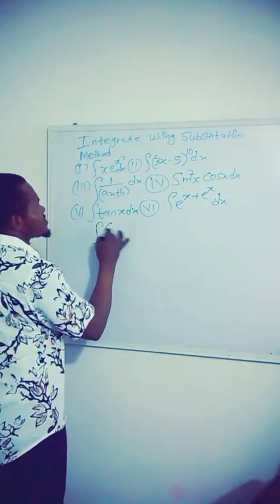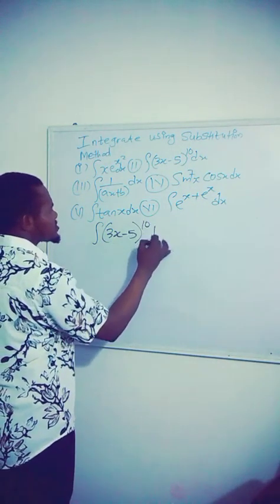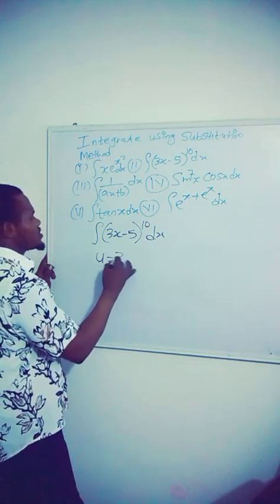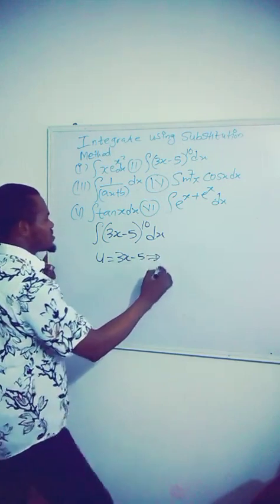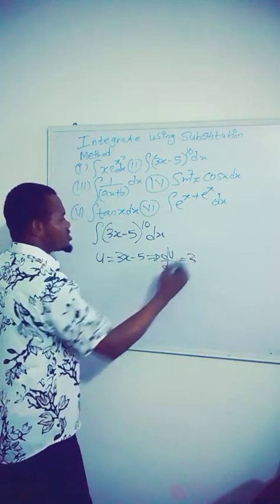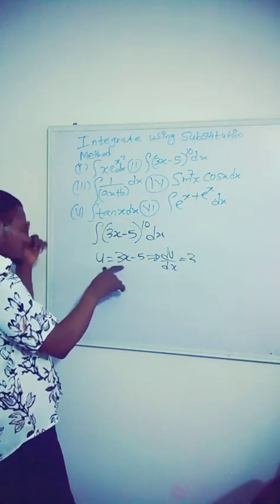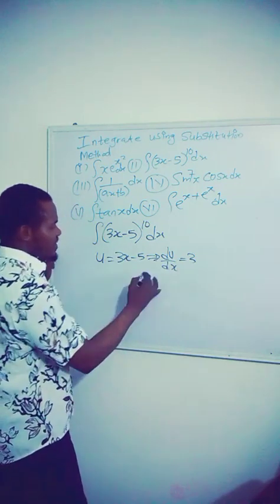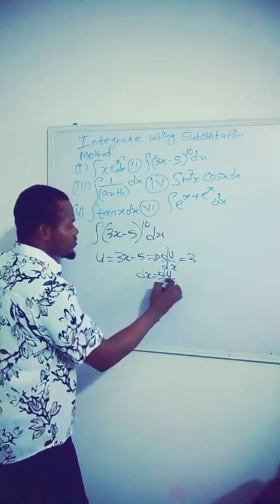Integral of (3x minus 5) raised to power 10 dx. So we will say let u be equal to 3x minus 5. So it implies that du/dx will be equal to 3. When you differentiate this, it is 3, and the constant becomes 0. Making dx the subject of formula, dx will be equal to du over 3.